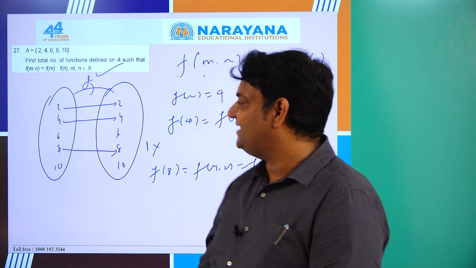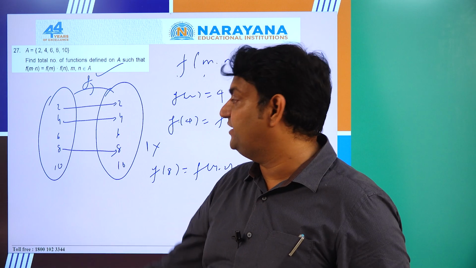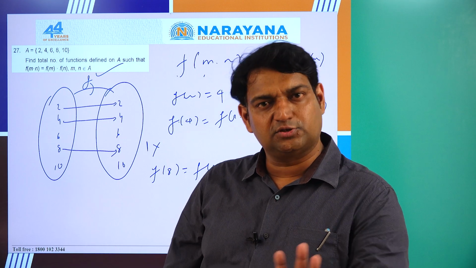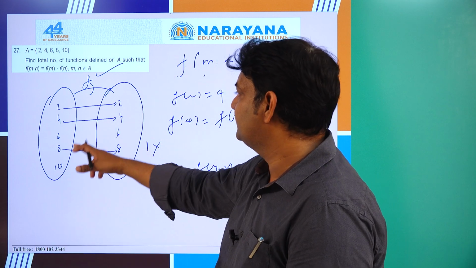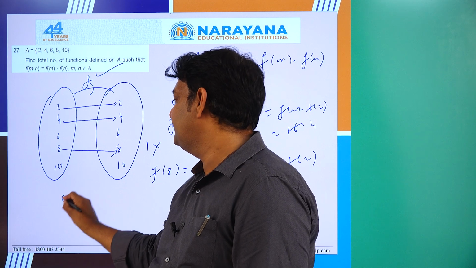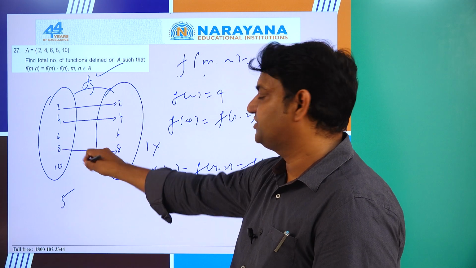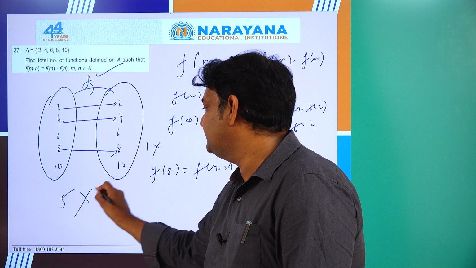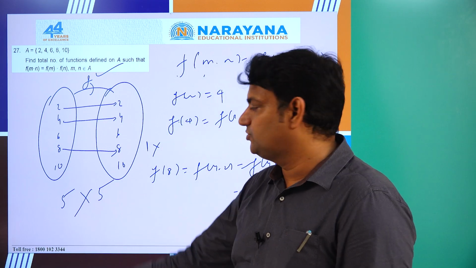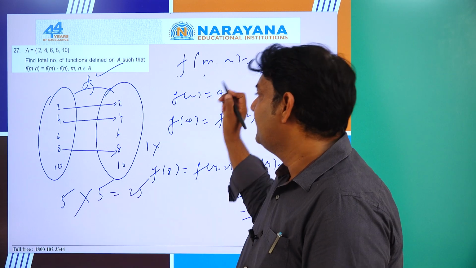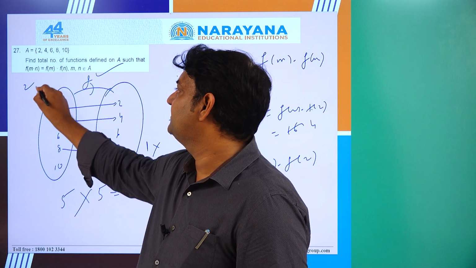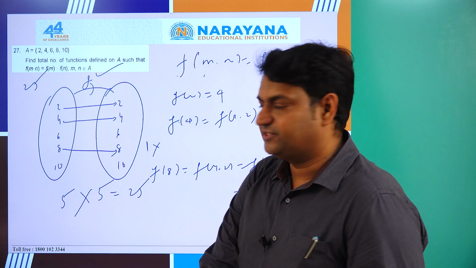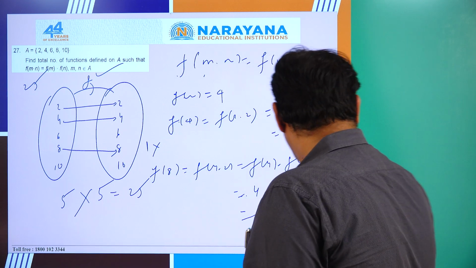But for 6 and 10, 6 can be written as 2 into 3, and we don't have 3 in the domain. So we can simply give any value to 6. 6 can take an image in how many ways? 5 ways, there is no restriction. Similarly, 10 can take the image in how many ways? 5 ways, there is no restriction. That is 5 fives are 25. So how many such functions will exist? 25 such functions will exist.